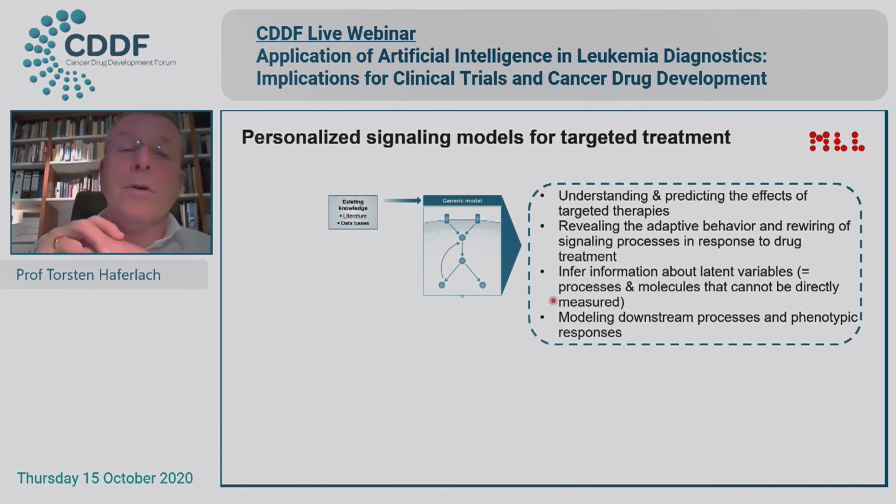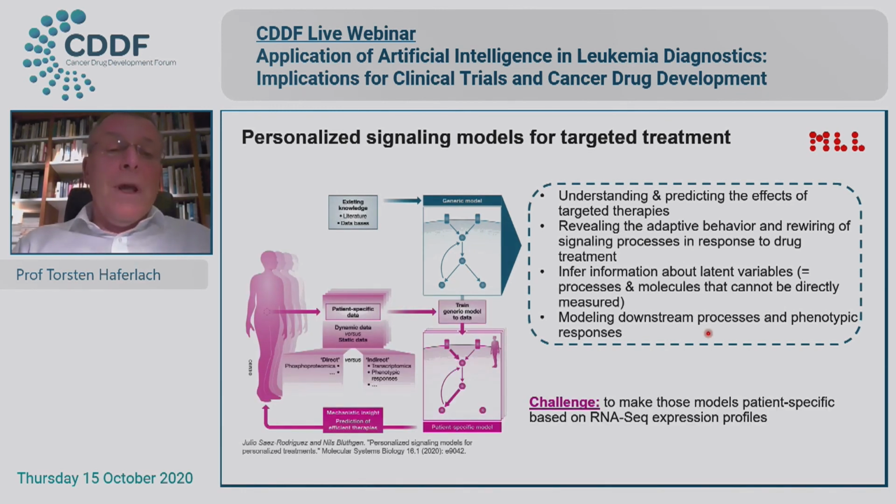Now, where should this all go? I think we are on the way to do personalized signaling models for targeted treatment. We will start with some information from the literature and from databases. We have a generic model, and then we are going to really understand the effects of any kind of targeted therapies. We are going to reveal the adaptive behavior, and we are going to look for more information about any variables that may change and we cannot measure normally. And finally, we are going to model downstream processes and phenotypic responses.